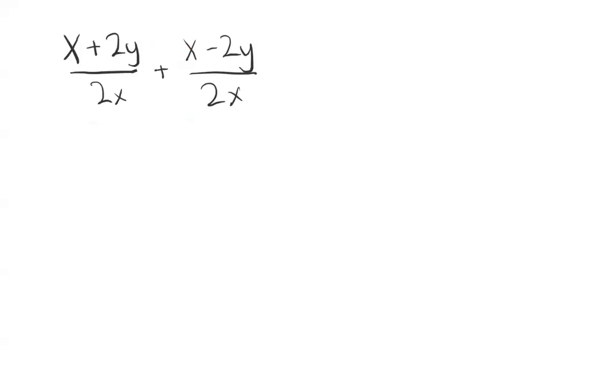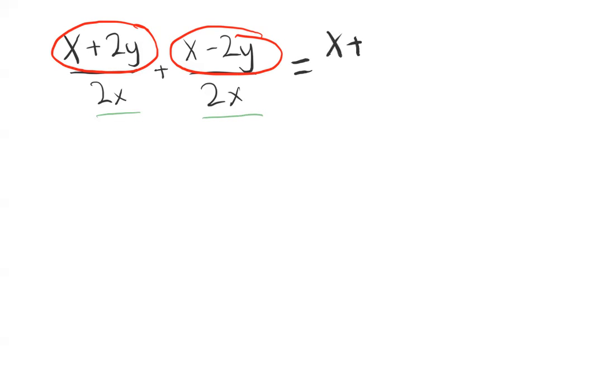Now our next problem, a little more complicated. We have multiple variables. So the process is going to start out the same. We're going to add our numerators together, and once again, keep the denominators the same. So what we end up with is x plus 2y plus x minus 2y. And of course, that's all over 2x.